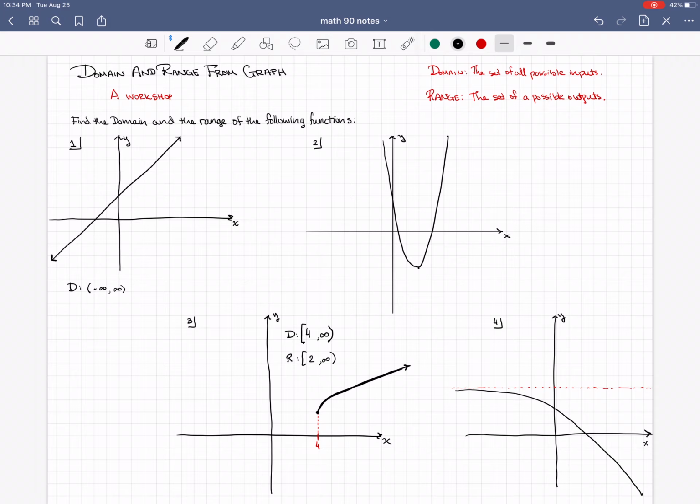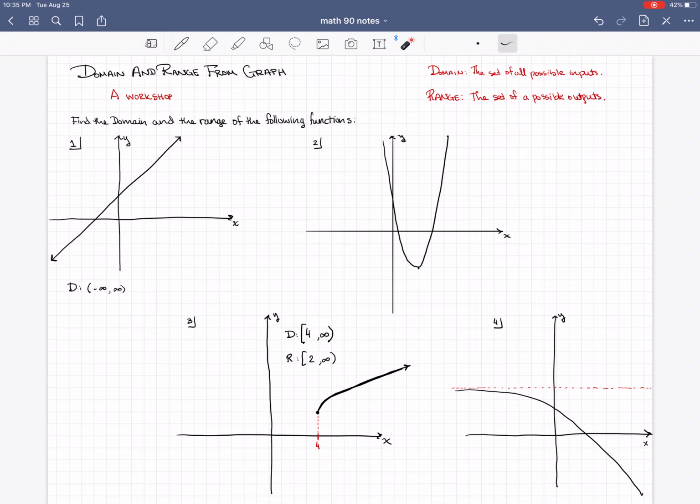Well, let's think about the range. The range is the set of all possible outputs. So we do the same thing that we did with the x-axis, but along the y-axis this time. And what you're going to notice is, like with the x-axis, no matter what point you take on the y-axis, there seems to be a point on the graph with that y-coordinate. Again, the graph goes on forever in both directions.